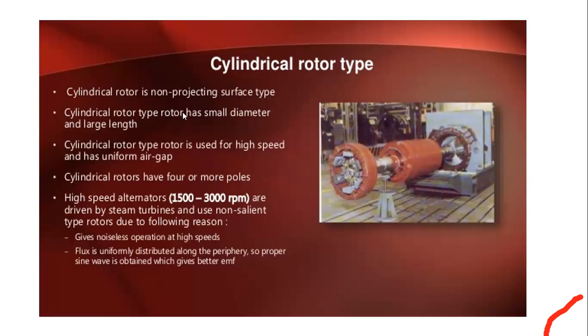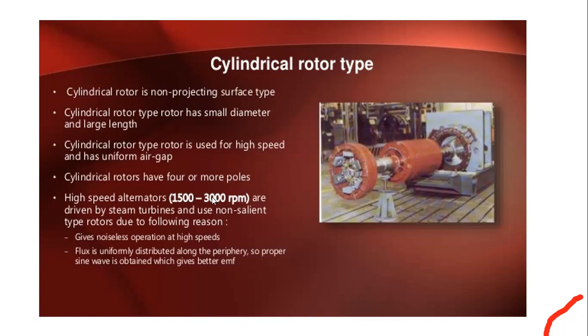The cylindrical rotor has a small diameter and a large length. The diameter is very small and the length is large. This cylindrical rotor type is used for high speeds and has a uniform air gap. These cylindrical rotors have 4 or more poles.